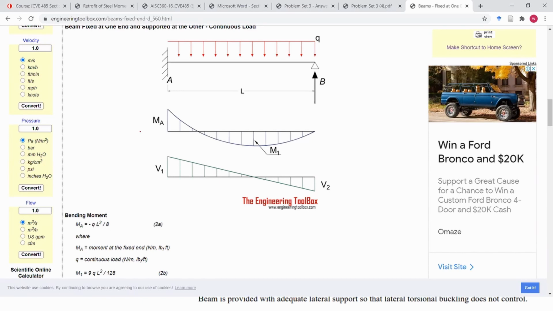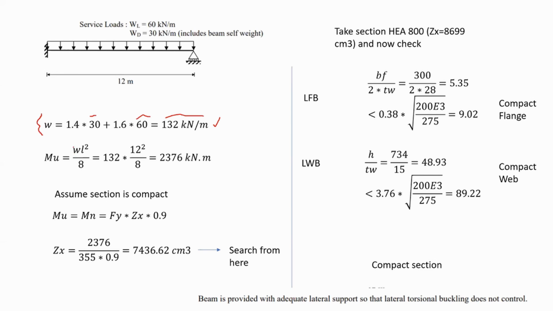So in my case, Q is actually W. WL squared divided by 8, where L is the whole length of the span, 12 meters. As we found, the distributed load W is equal to 132. I multiply it by the span length squared divided by 8. And that is the maximum moment on the beam. Therefore, you would have the ultimate moment from the load equal to this value.